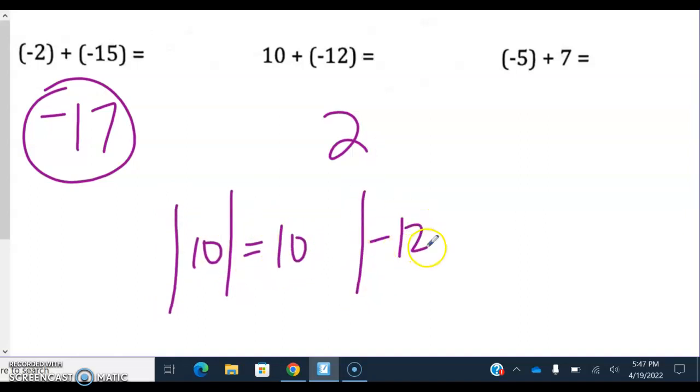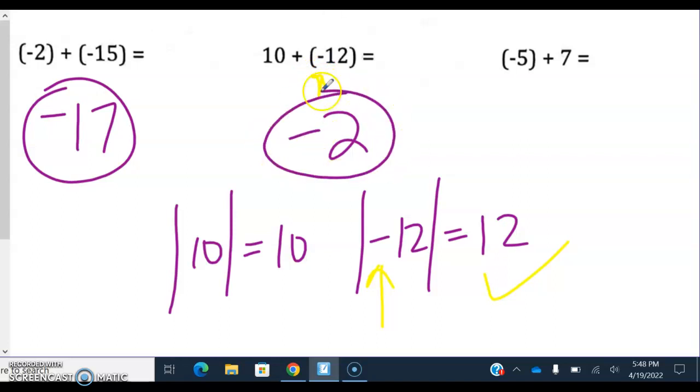What's the absolute value of -12? Well, how far is -12 from 0? It's 12. The distance is always positive. Which one has the greater absolute value? The 12 does. The 12 has the greater absolute value. And what's the sign of the greater absolute value? It's negative. So that means instead of just 2, it should be a -2.